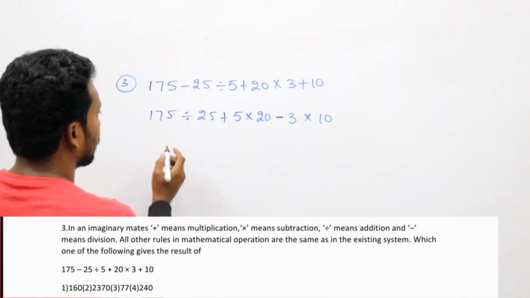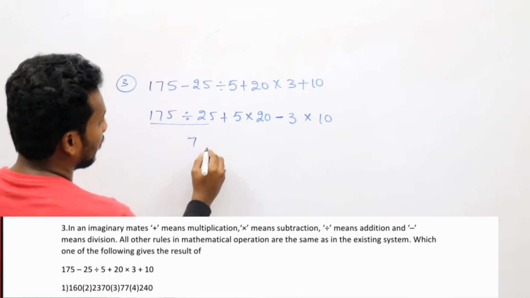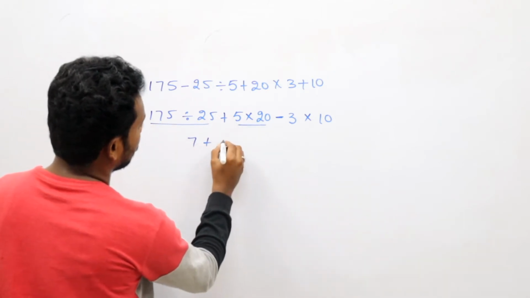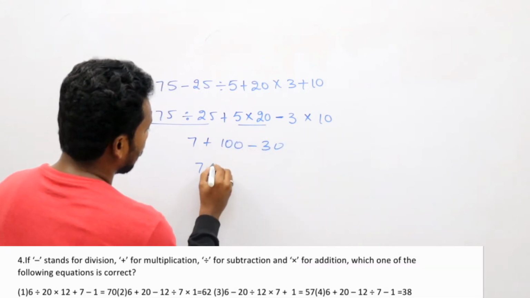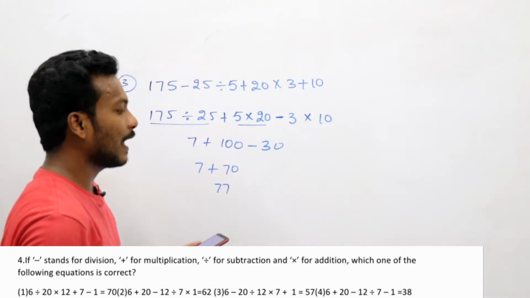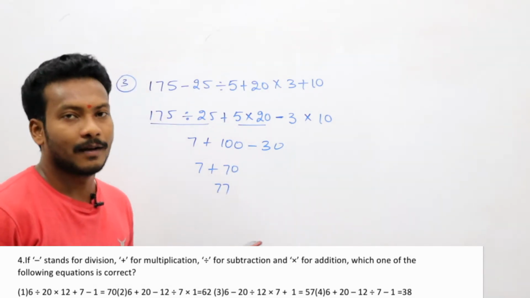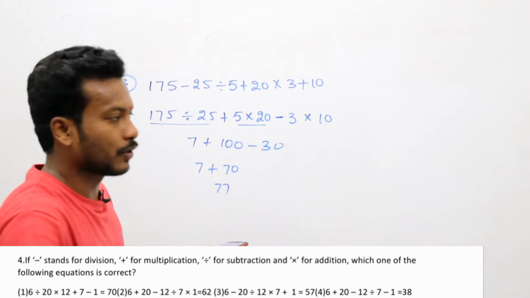Simplify means first division. 175 divided by 25, 7. 4 plus 3, 7 plus, and then multiplication, 100 minus 30. 7 plus 100 minus 30, 70. Now the value is 70. 7 is our required answer. Okay, right? Next, fourth question.